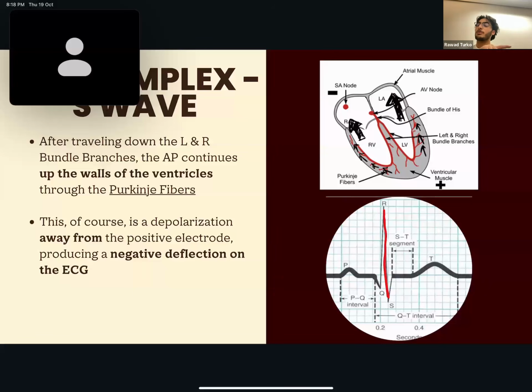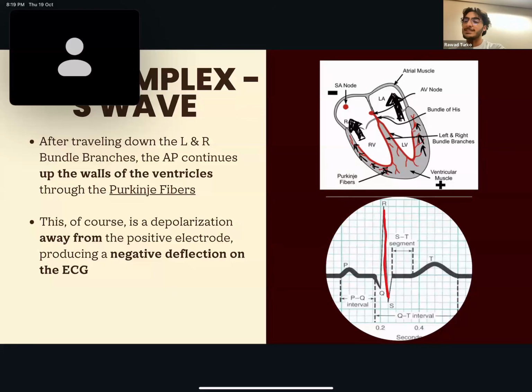So far we talked about P, which is the atrial contraction from SA node to AV node. We talked about the PR segment, which is the charges being held in the AV node for that short delay. Then we talked about the Q deflection, which is the depolarization of the interventricular septum. Then the R wave, which is the depolarization of the apex of the heart, down the left and right bundle branches. And then more depolarization of the ventricles as they go up the Purkinje fibers, which creates the S wave, a negative deflection.